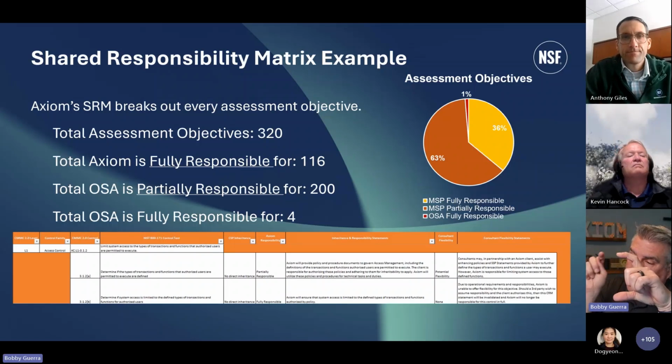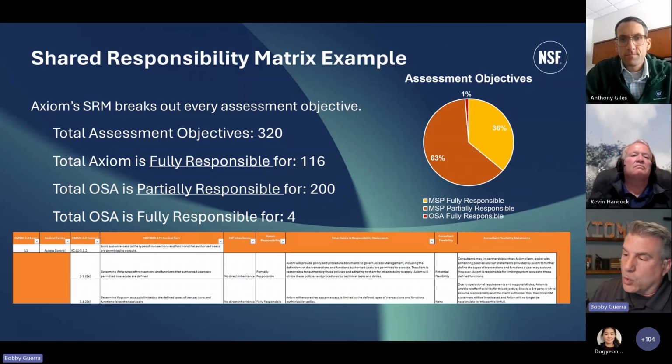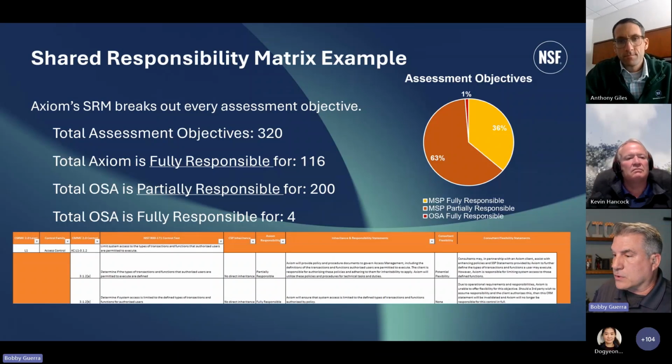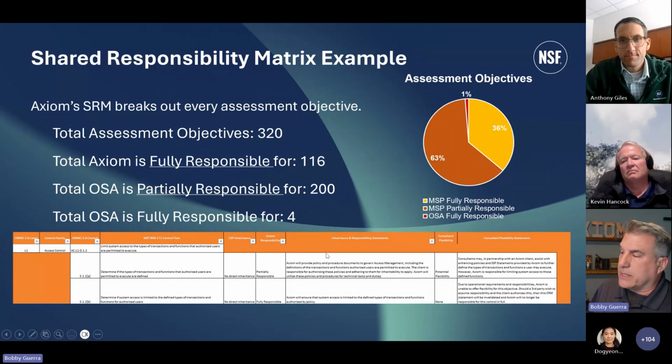They might have in there, as well as their FedRAMP call out to whatever FedRAMP cloud solution that they might be storing their data in. And then it's the Axiom responsibility. So in this situation, it's partial. Well, why is it partial? Axiom provides policies, procedures, and documents to govern access control, including the definitions and transition functions and authorizing users to permit to execute. The client is responsible for authorizing these policies and basically following the forms and doing that. And they kick it over to Axiom to then actually set them up like you talked about. So this is sort of laying that foundation, and then it's more detailed in the SSP.